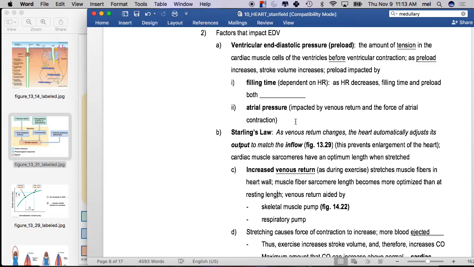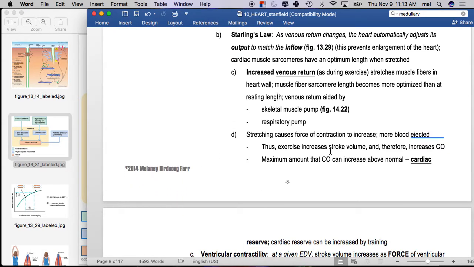Okay. So what we have is EDV, and now we are going to talk about Starling's law. And this one can confuse the hell out of you unless you give it a second. So stick with me. There is this natural mechanism in the heart that allows it to contract harder when it's fuller, that has to do with just how the sarcomeres are stretched in the cardiac muscle. So here's the deal. As venous return increases, what should happen is my ventricles should contract harder. Yes? That's what should happen.